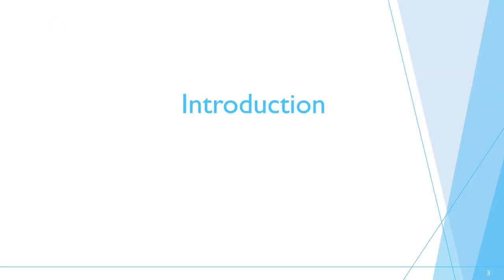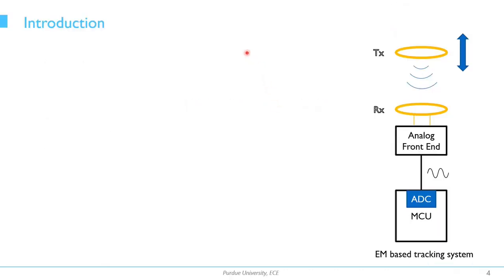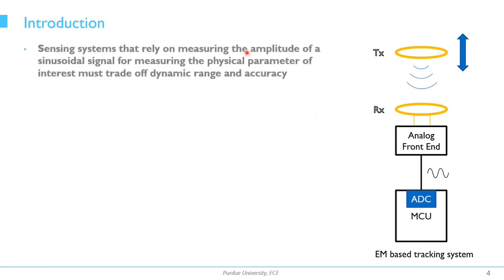The introduction. This technique is applicable to sensing systems that rely on measuring the amplitude of a sinusoidal signal for measuring the physical parameter of interest. This can be seen in systems such as electromagnetic-based tracking systems, where depending on the amplitude of the received sinusoid at the receiver coil, the distance of the transmitter coil is found.